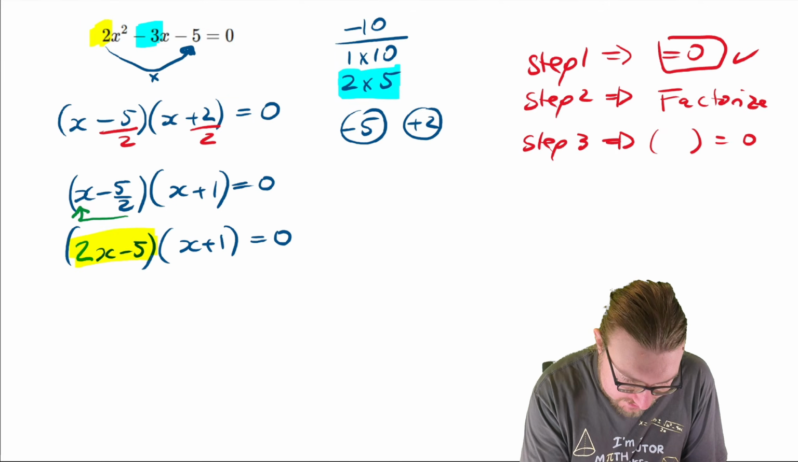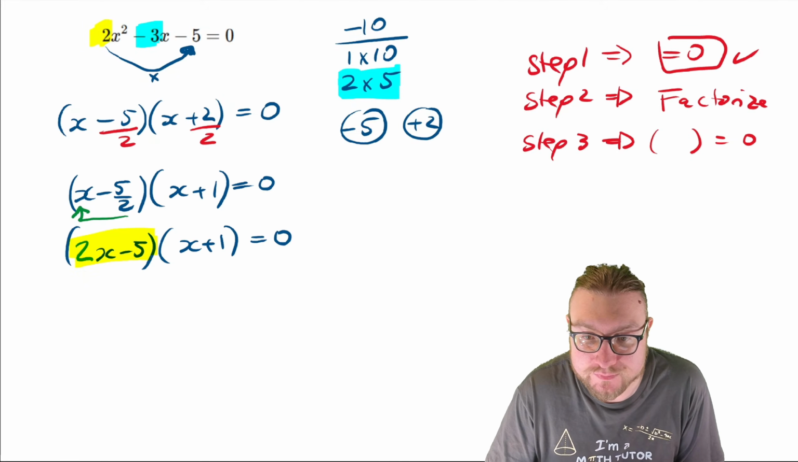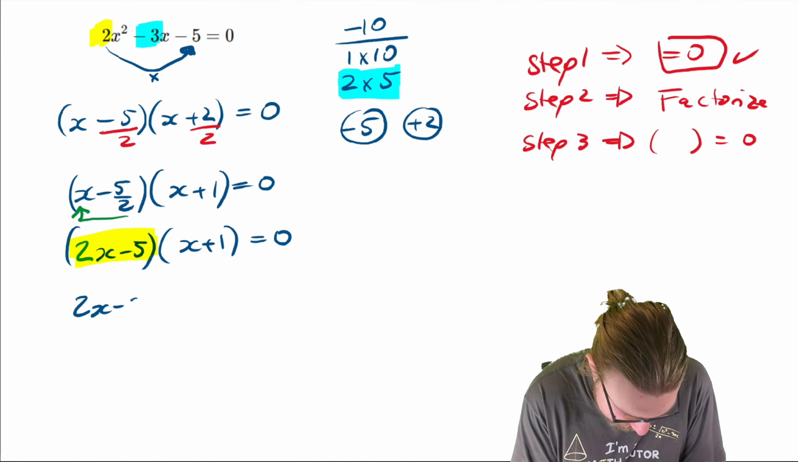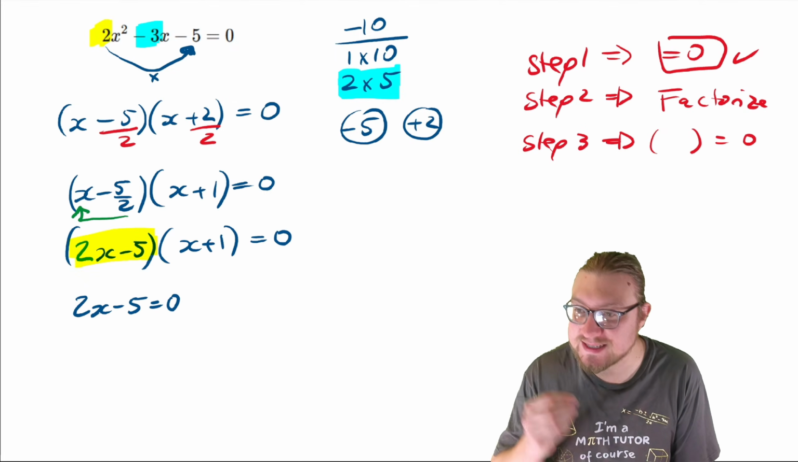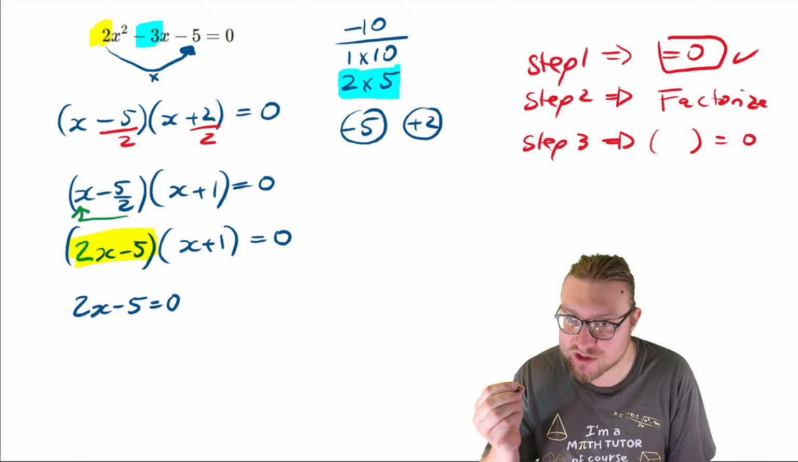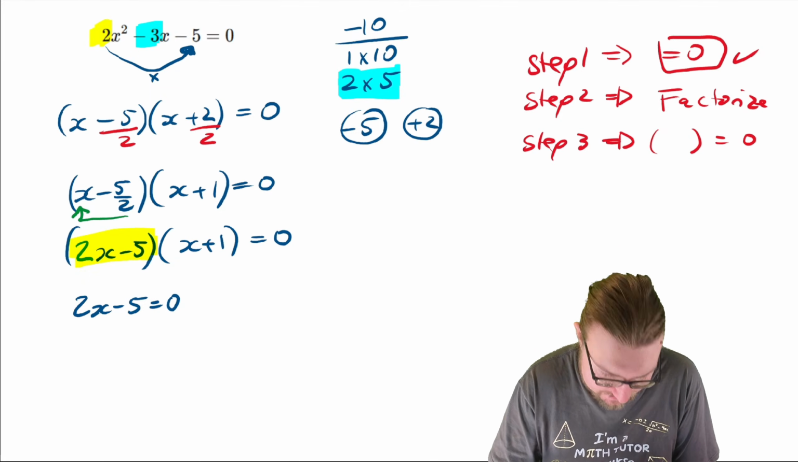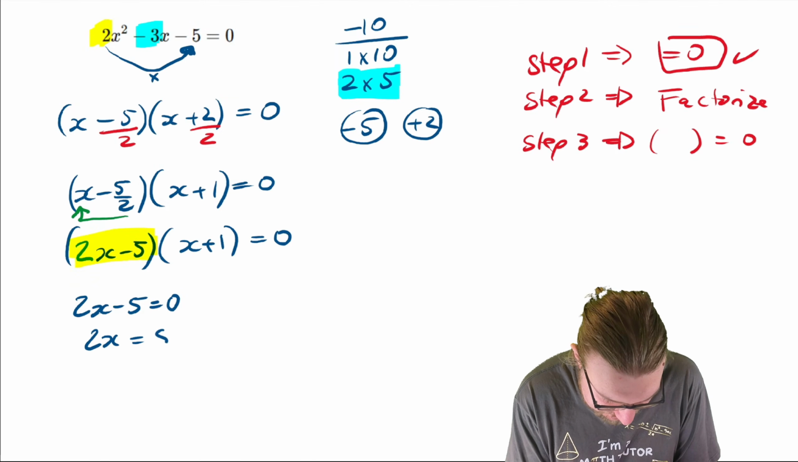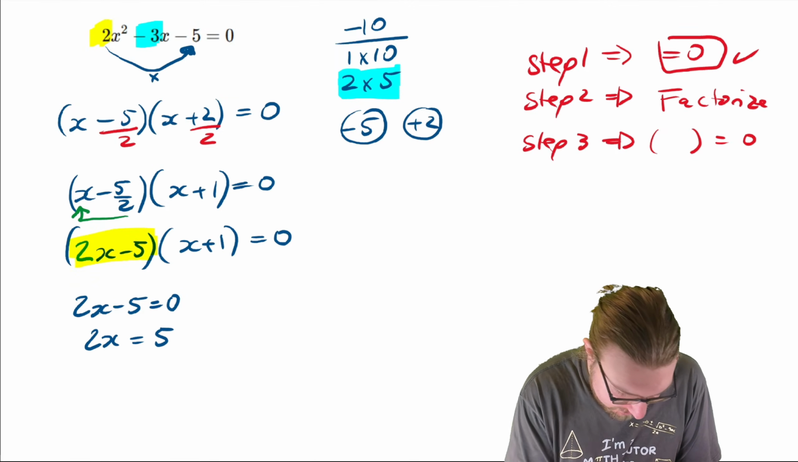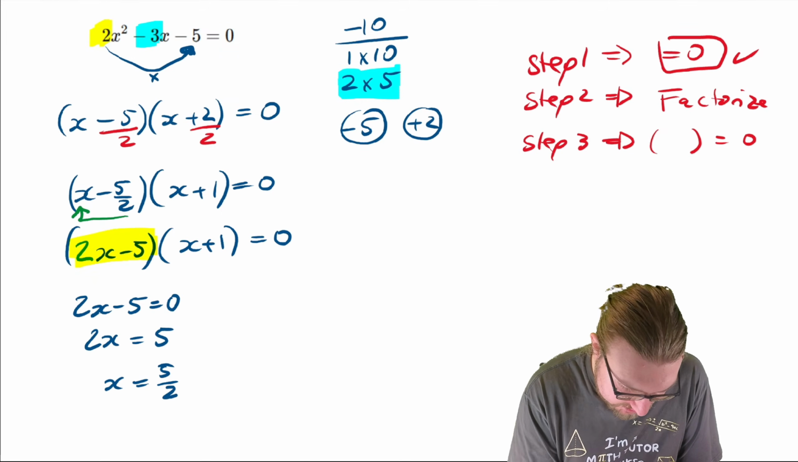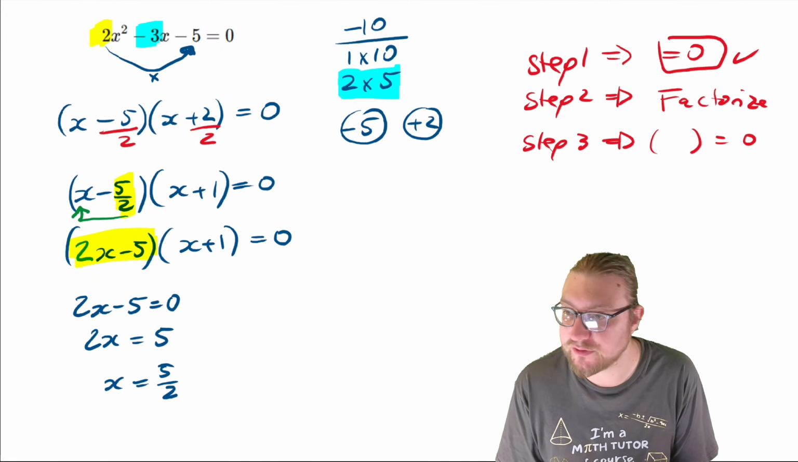Let's start with this first bracket over here. 2x minus 5 equals 0. It's a linear equation. Now there's no squared term, so that means all the x's on one side, everything else on the other side. So we're going to get 2x is equal to 5. And then divide both by 2 is 5 over 2. And we're not surprised that that is actually this number over here.